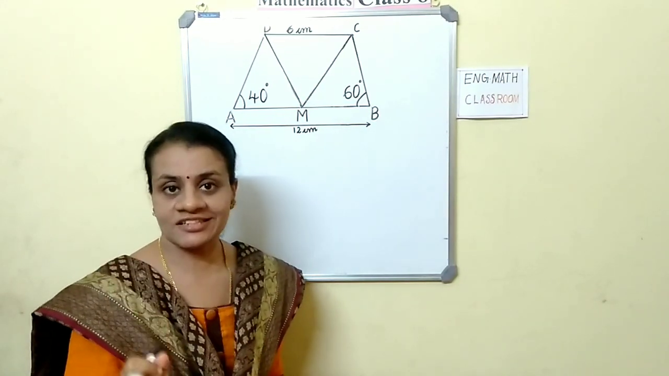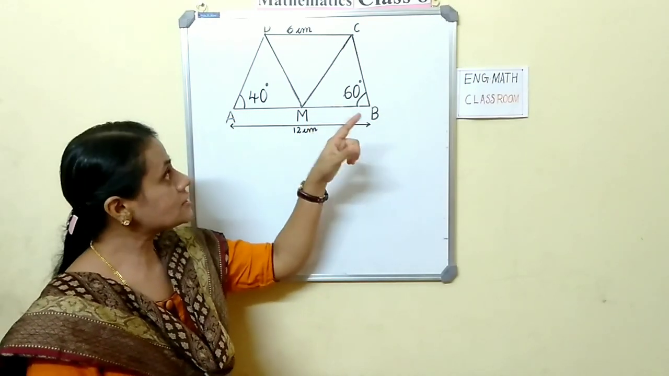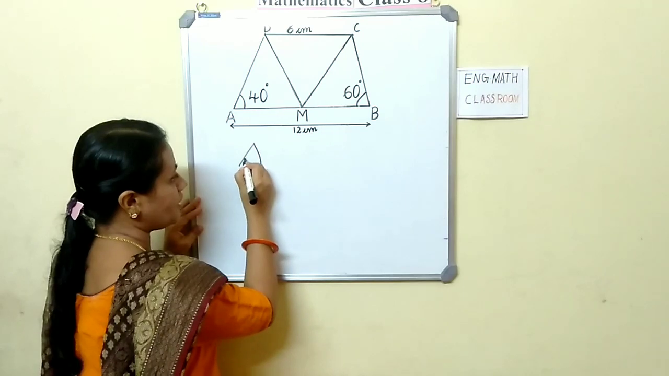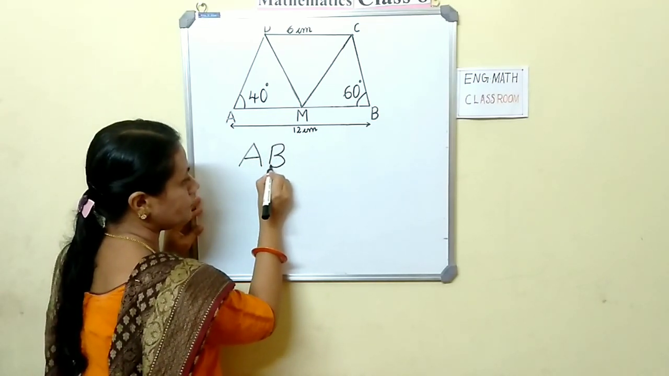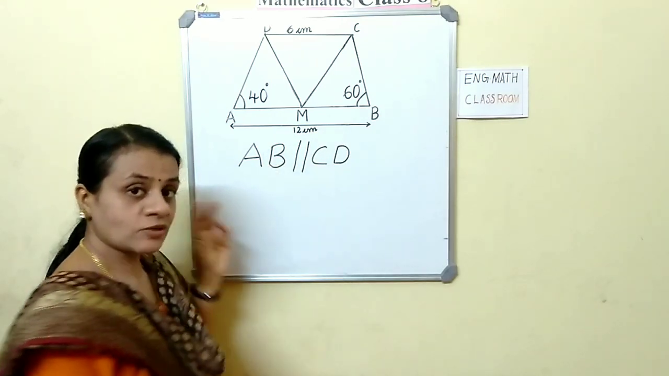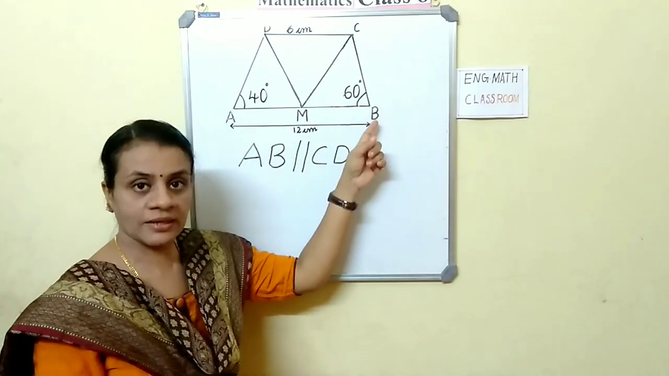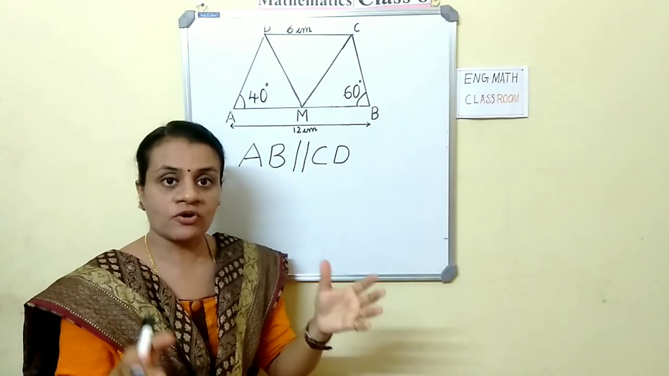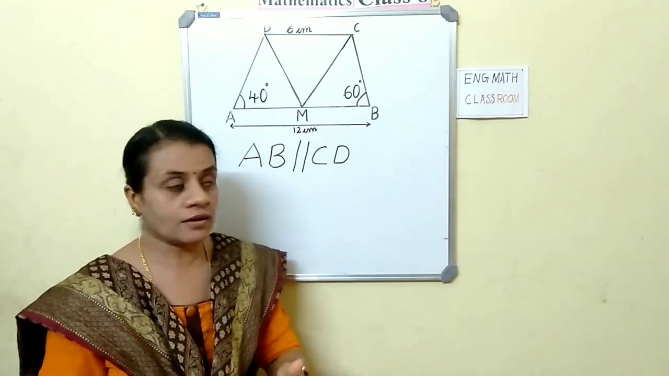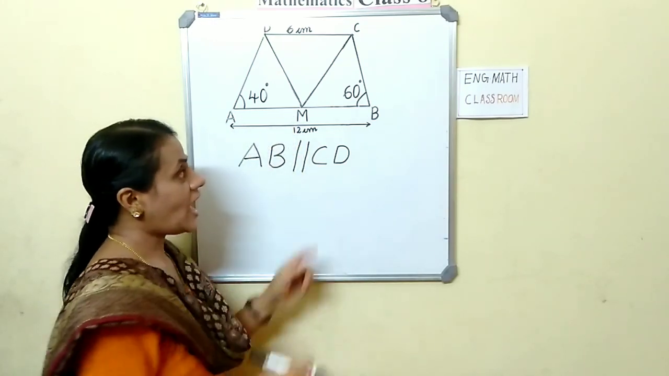Okay, what all the data are given in the question? First thing, AB is parallel to CD. So write down that. First data, AB parallel CD. Okay, and what is the second thing given in the question? M is the midpoint of AB. If M is the midpoint of AB, what you can say about AB? What is the length of AB here? AB is 12 centimeter. So what is AM and MB?